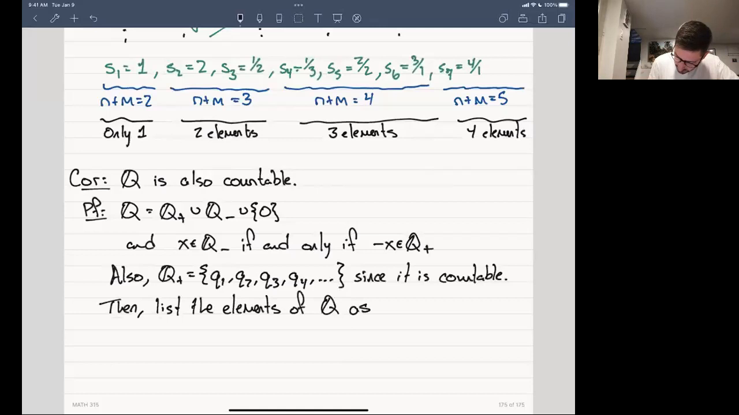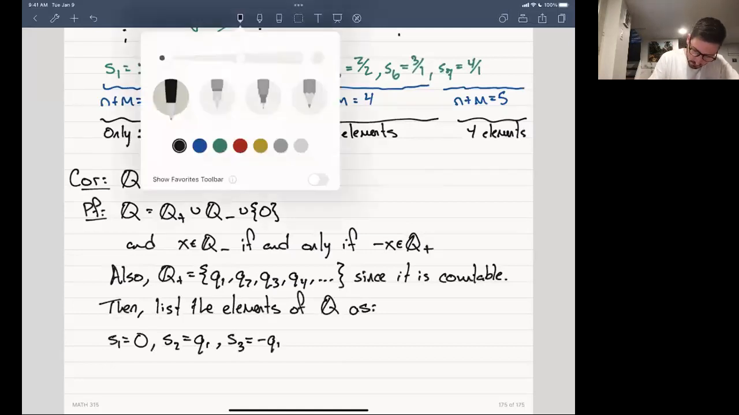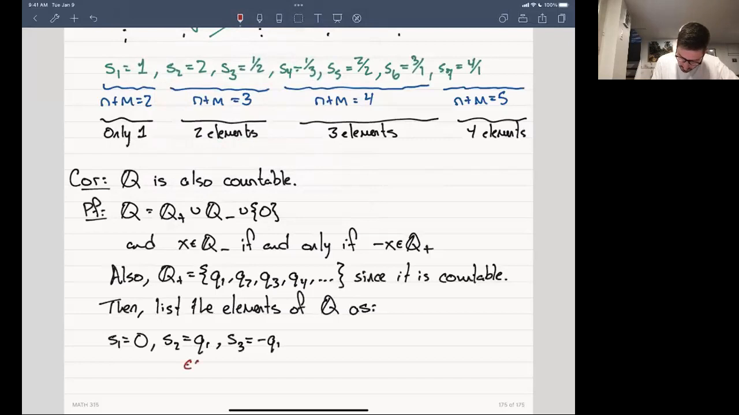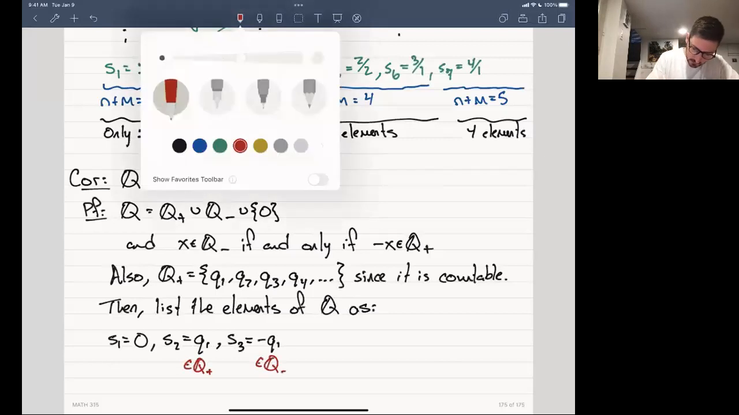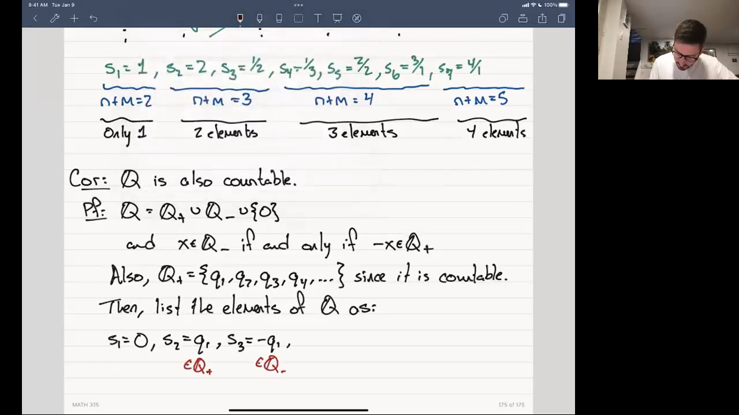Q as, okay, well, I'm going to do S1 is equal to 0. So I started with the 0 element. That's good. And then we'll say S2 is equal to Q1. And then S3 is equal to minus Q1. So I want you to notice this, maybe we'll put this in red underneath. This is in Q plus. This is in Q minus. And then the next one, you might be able to guess where this is going. S4 is equal to Q2. S5 is equal to minus Q2.